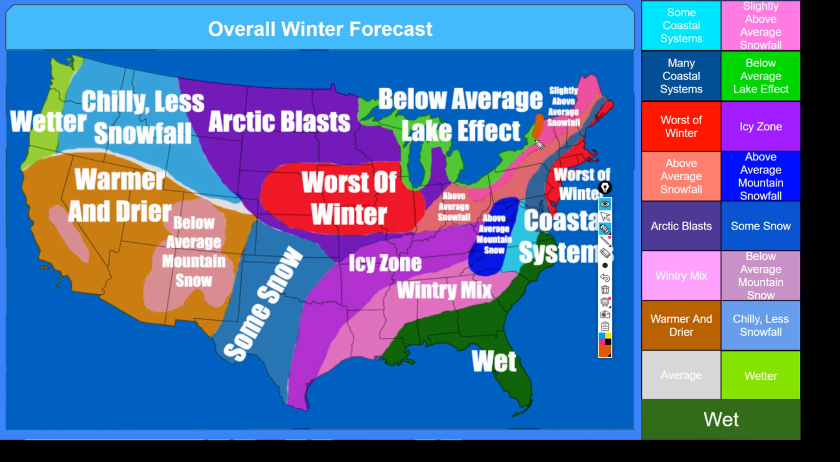Then we have slightly to above average snowfall in these areas over here, over the interior northeast into the Ohio Valley. Those are the areas that are going to see snow from the back side of those systems. And then we're going to be seeing above average mountain snow for parts of the Appalachian Mountains, which actually could extend northward. And then, sorry about that again. And Arctic blasts. You're going to be seeing some Arctic blasts come in from Canada, like we talked about when we were talking about temperatures.